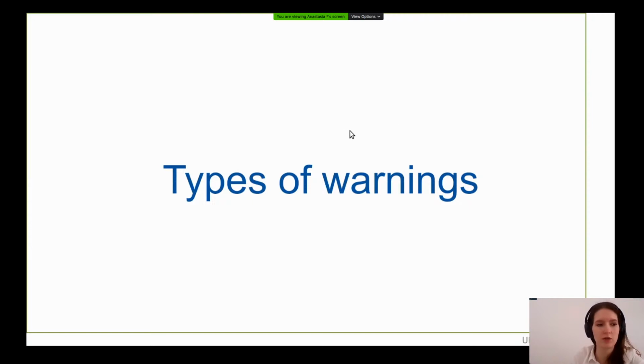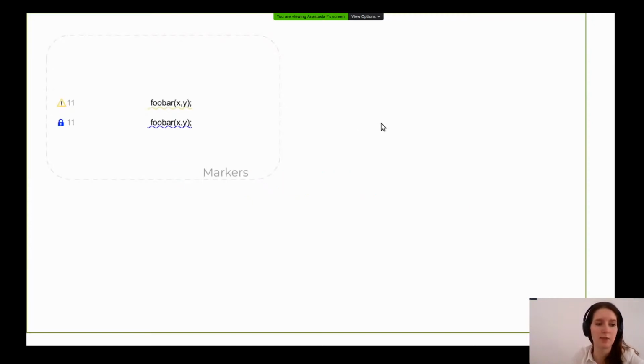I will now show you the different warning types we showed our participants in our study. The first warning type is a common warning marker used by many IDEs, which means underlining the issue in the code and showing a warning marker at the side, like an icon. We added a variation of this with blue as a new color for security warnings, and we added the lock icon as a warning marker to stress the security.